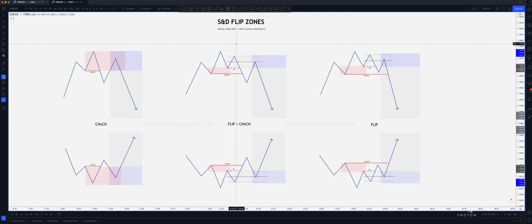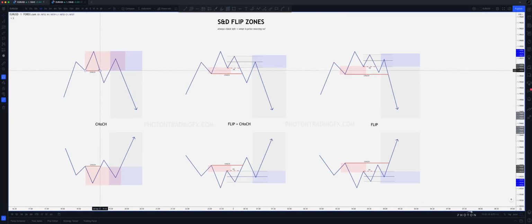This is basically the highest probability way that we have of looking for supply and demand. Essentially, it's just a flip plus a CHoCH. That's the most simple way I can describe it, okay? All that means is that we have demand, and then it flips to supply because supply is now in control, and it also causes that change of character. So that's why it's called a flip and a CHoCH.